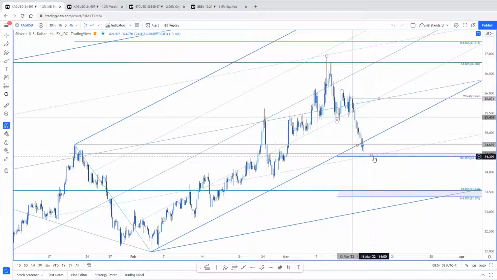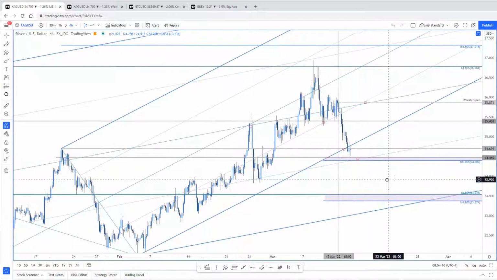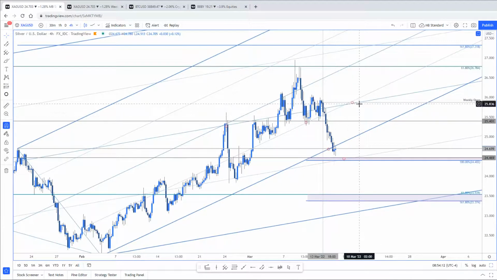But you get the picture, right? Key support near term. Initial resistance is 25.40. You need to close above 25.87 to mark the resumptive move. Make sense? So that's number 5 for silver.